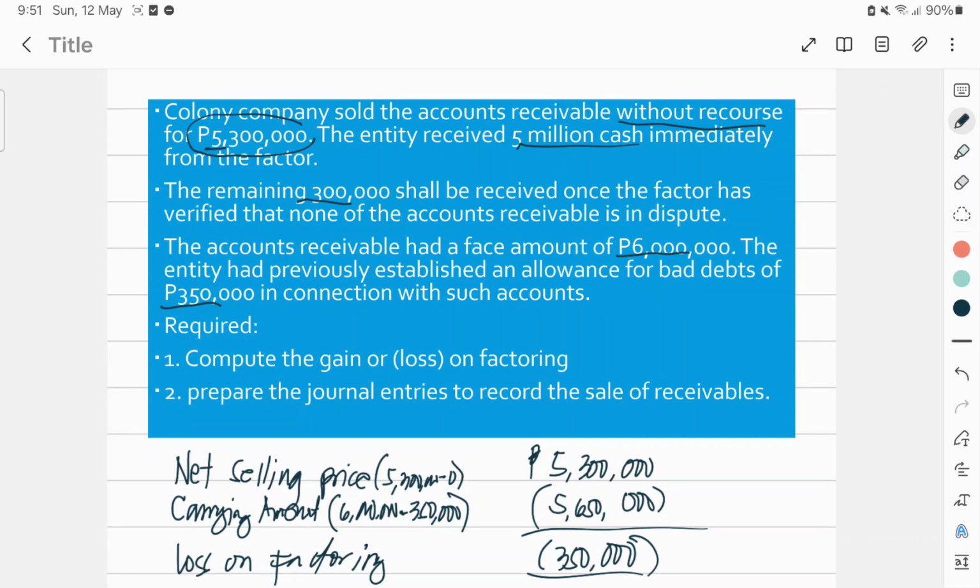So, we have here, Colony Company sold the accounts receivable without recourse. Take note, this is without recourse, for 5,300,000. The entity received 5 million cash immediately from the factor. So 5,300,000 minus 5 million, there is still 300,000. The 300,000 shall be received once the factor has verified that none of the accounts receivable is in dispute, meaning is in question. The accounts receivable had a face amount of 6 million. The entity had previously established an allowance for bad debts of 350,000 in connection with such accounts.